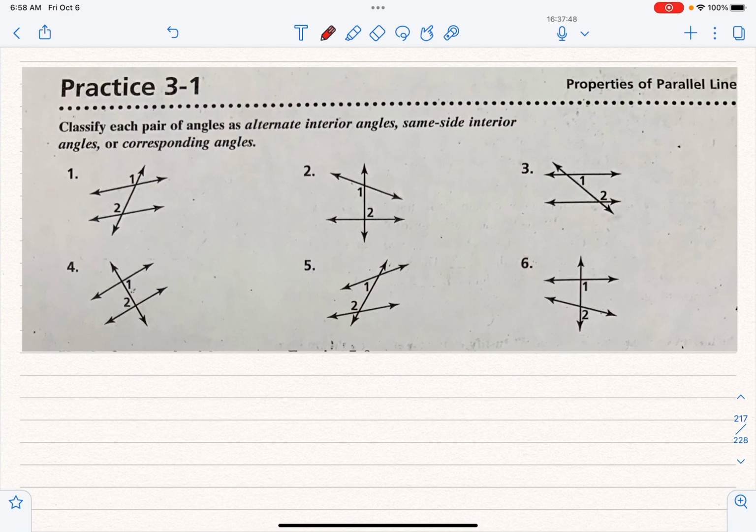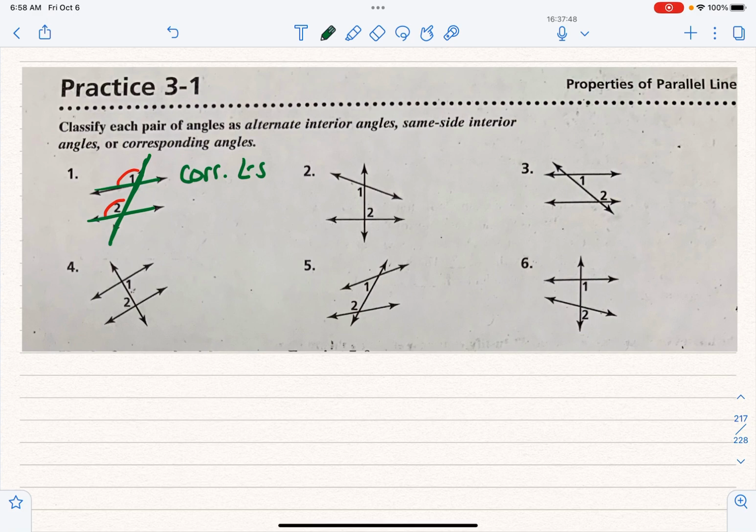Right here in this first one, on number 1, notice that angle 1 and angle 2 are on the same side of the transversal. Okay, if they're on the same side of the transversal, then they're either same side interior angles or they're corresponding. Now they're on the same side, but they're also on the top of each line. You know, they're up above each one of the parallel lines. And so that makes them corresponding angles. So hopefully you got that one right.